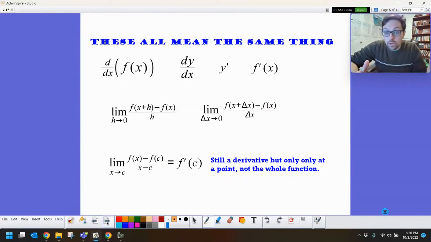Something to know about notation. There are a lot of different times and reasons that mathematicians will use different notation for the derivative. I need you to know that all of these mean the same thing. We just did this one with the h approaching 0. The old-fashioned way of talking about it was this delta x instead of an h. Finally, this one down here is still a derivative. However, this one is looking at a single point rather than the derivative on the whole function.